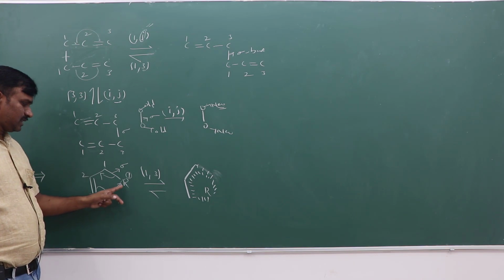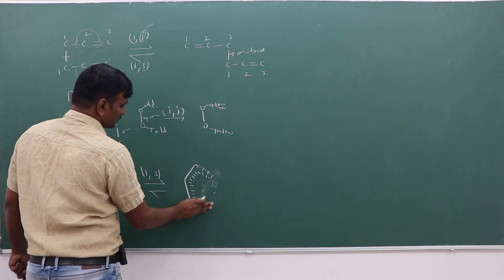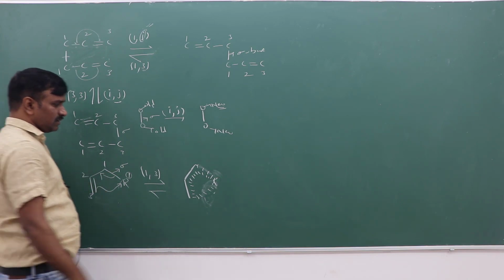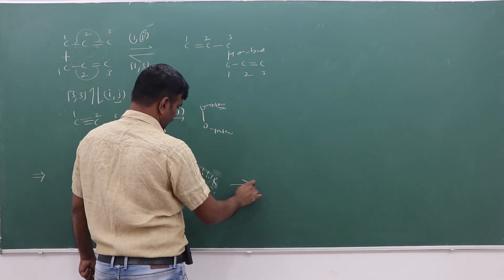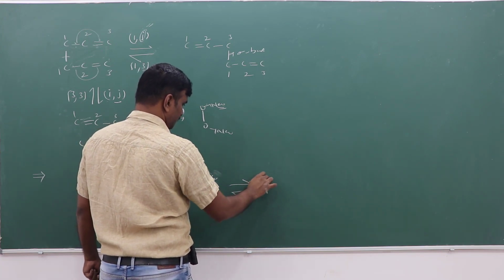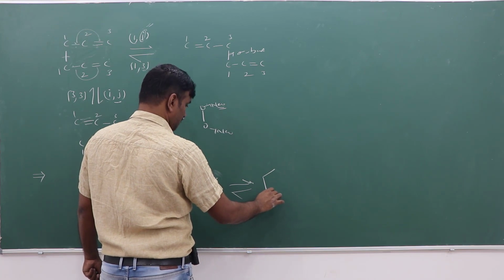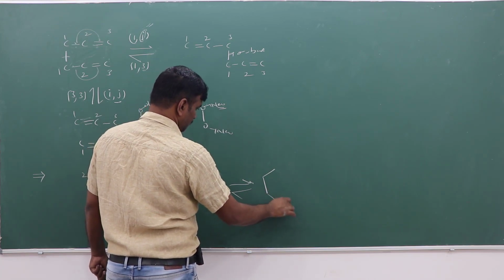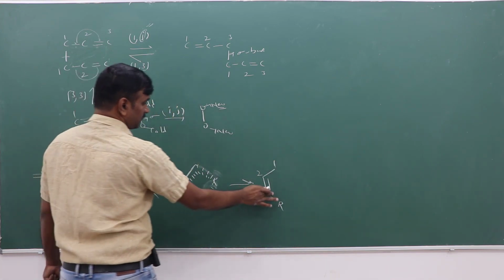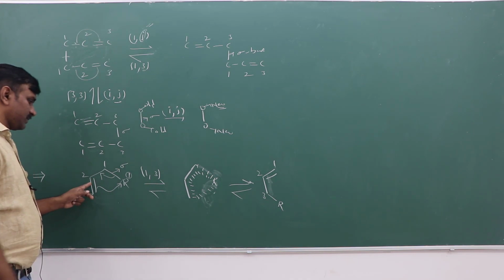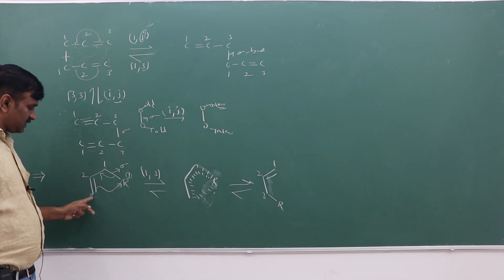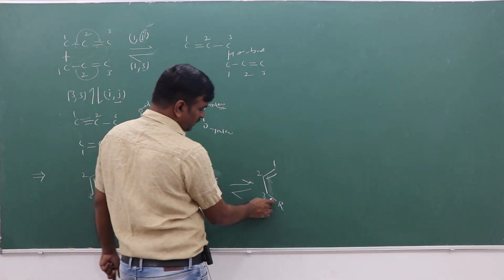This is from 1 to 3 position. 1, 2, 3. Right? So what will happen here? It is 1, 2, 3. It takes place through the cyclic transition state. It is happening 1, 2, 3. So this is going to be shifted here. Here it is the 3 position. So this is the migrating sigma bond.